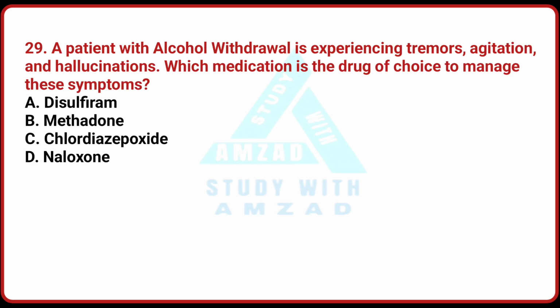Question number 29. A patient with alcohol withdrawal is experiencing tremors, agitation, and hallucinations. Which medication is the drug of choice to manage these symptoms? Option A, disulfiram; option B, methadone; option C, chlordiazepoxide; option D, naloxone.